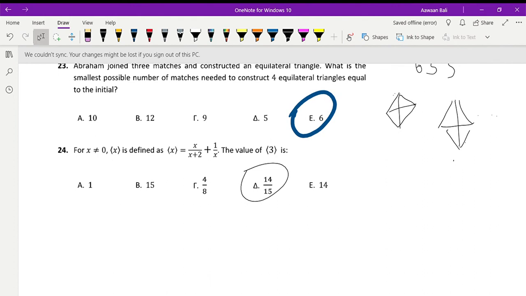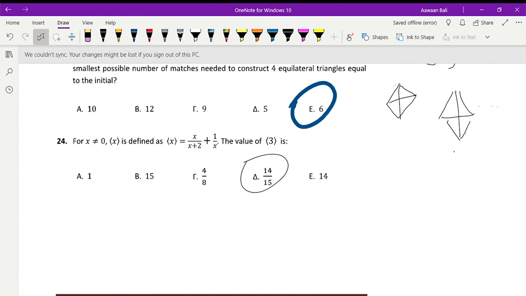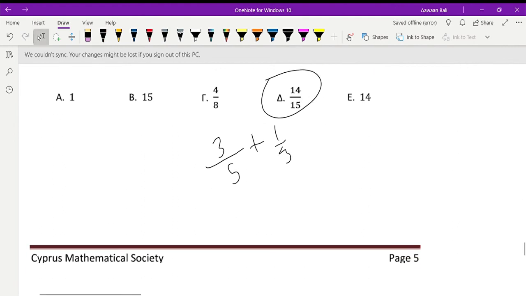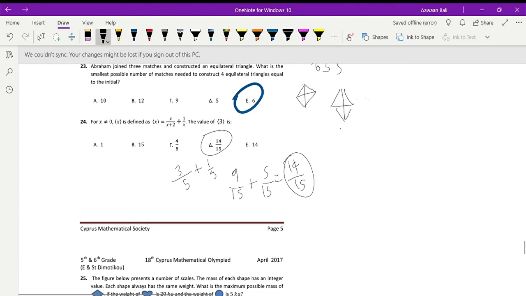Okay. Question number 24. For x unequal to 0, x in brackets is defined as x divided by x plus 2 plus 1 upon x. The value of 3 in brackets is, okay, so we have 3 upon 3 plus 2, 5, plus 1 upon 3. The LCM is 15, definitely, the first common multiple you can get. So 5 times 3 is 15, 3 times 3 is 9, 3 times 5 is 15, so 1 times 5 is 5, 9 plus 5 is 14 upon 15. So the answer is delta 14 upon 15.